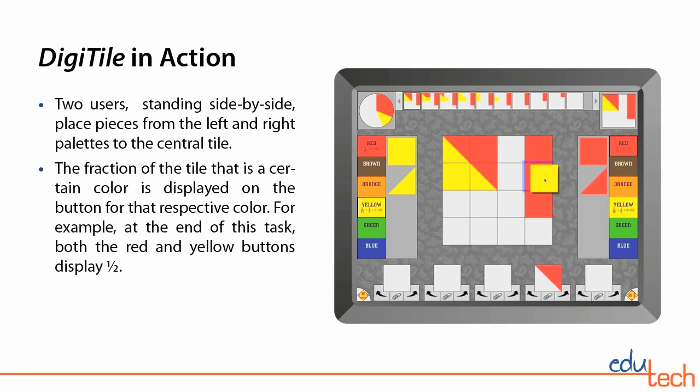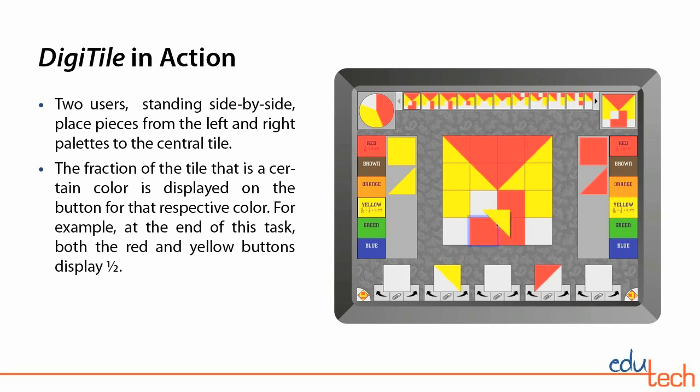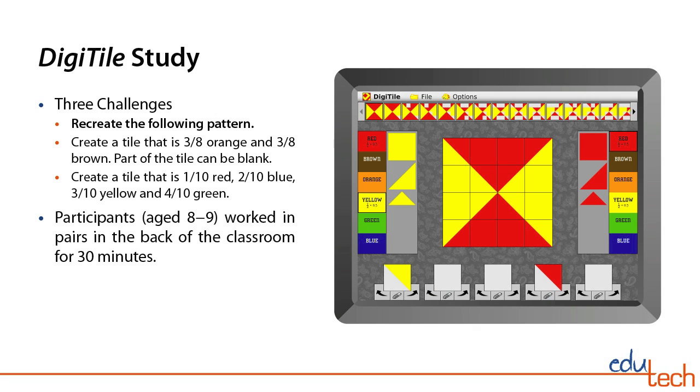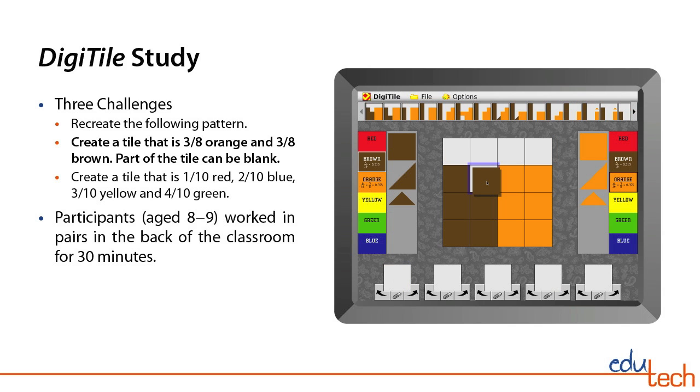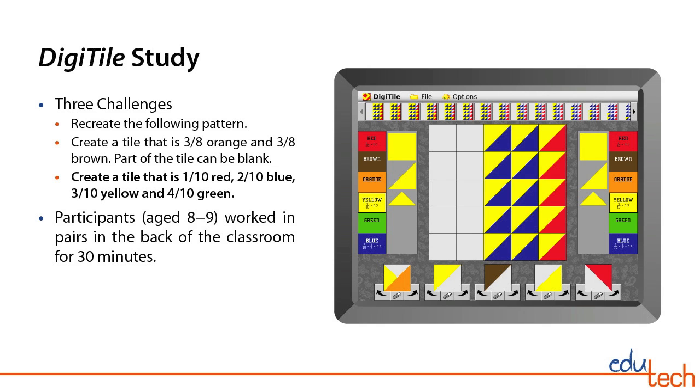Pieces can be moved to the bottom work area to enable rotation. The tool provides real-time feedback on what fraction of the tile is a certain color. When finished, for instance, this tile will be half red and half yellow. In a research study, participants worked on three challenges. First, to familiarize themselves with the software, they replicated the pattern shown here. Second, they created a 4x4 tile that was 3/8 orange and 3/8 brown. Third, they created a 5x5 tile that was 1/10 red, 2/10 blue, 3/10 yellow, and 4/10 green.